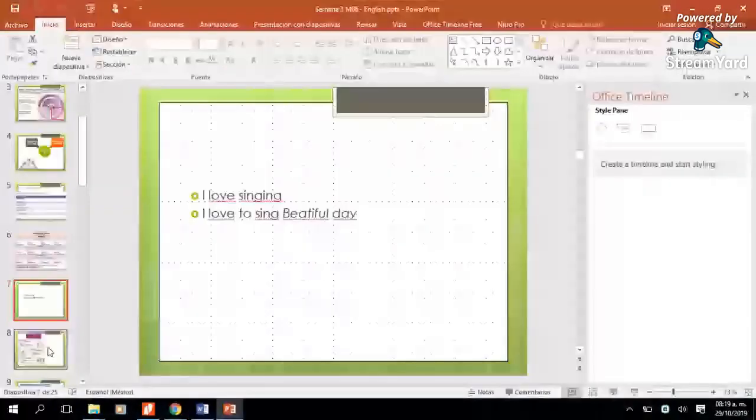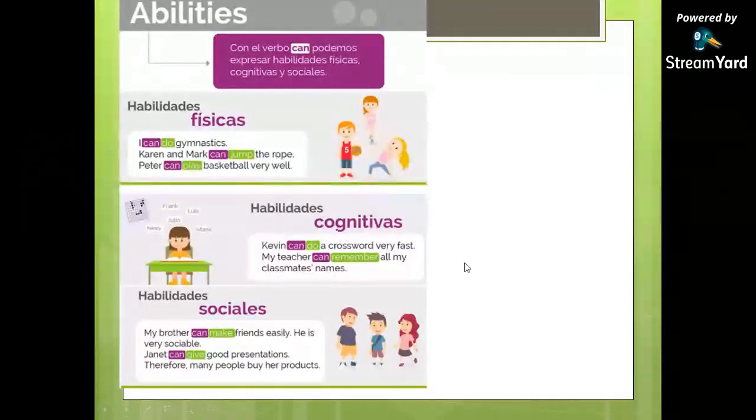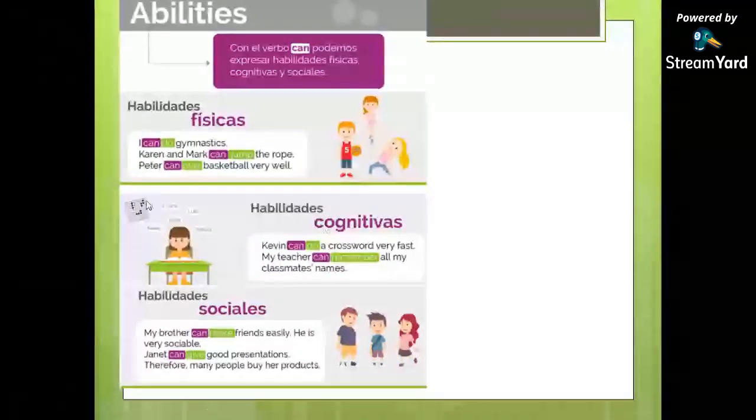¿Ok? Ahora, ¿qué pasa? What about with the can verb? We can use can to express physical abilities, cognitive abilities, and social abilities. I can do gymnastics. Physical ability. I can do a crossword very fast. Cognitive ability. Or social ability, as my brother can make friends easily. So, all this means you can. Tú puedes. Todo significa tú puedes.